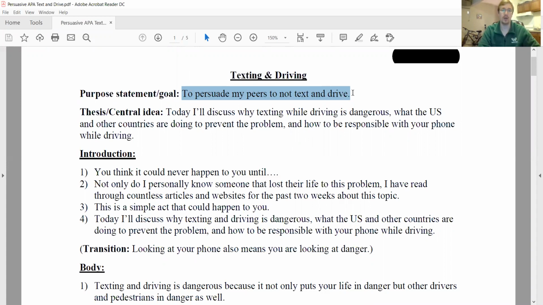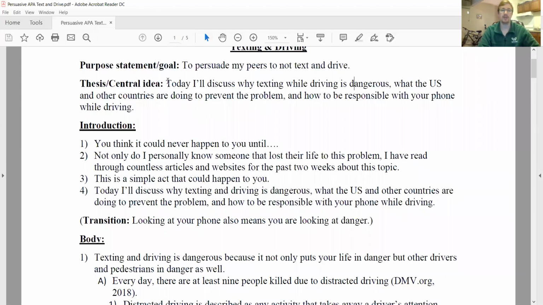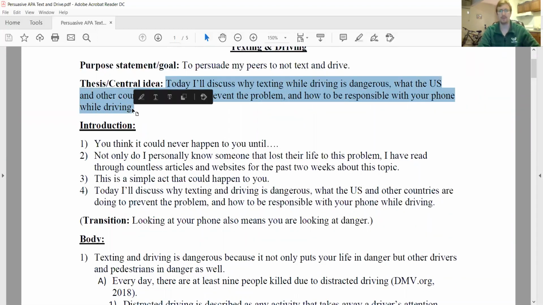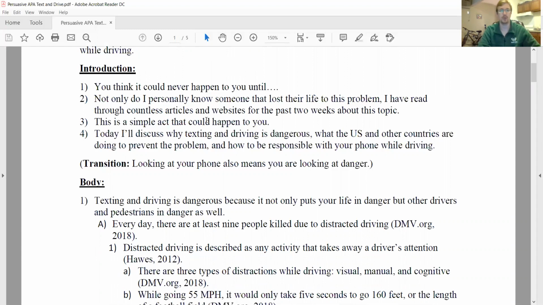Notice here that there's just one idea. Even though the word "and" is here, the idea is text and drive, and so the persuasion is to not text and drive. So make sure you just have one specific purpose statement. Now they also have their thesis set up here. Like I said, the thesis and the preview statement for this semester as well as for our current semester are a little bit different. So don't look at this as word for word, this is what you should be doing, but as the notion of what it should look like. You're not required to have this up here, but they do establish it pretty early on.